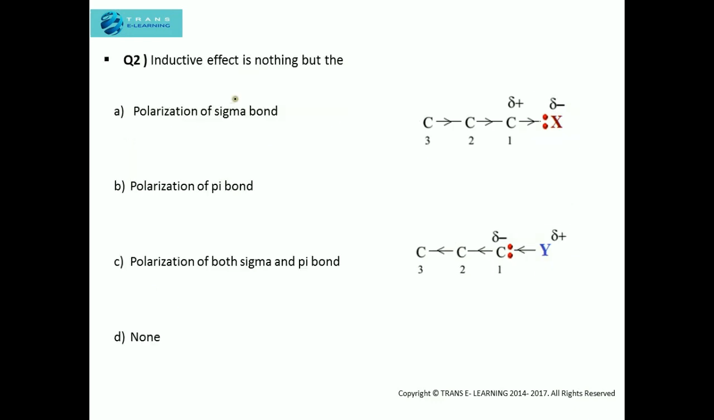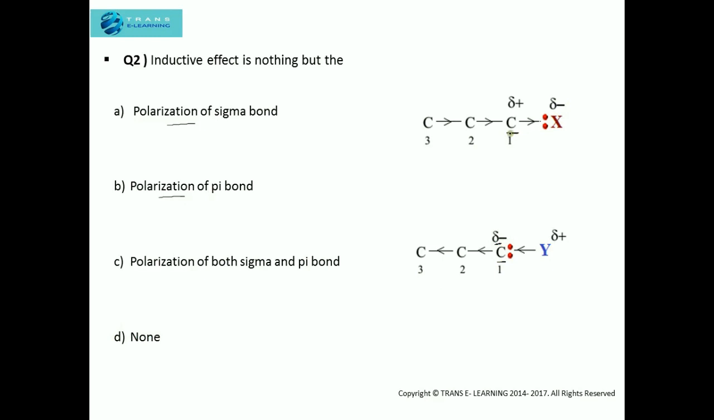Next question. Inductive effect is nothing but the polarization of sigma bond, polarization of pi bond, polarization of both sigma and pi bond, and none. So what is polarization? Polarization is the process due to which separation of charges takes place between one end and the other end. In this case, it is due to the difference in the electronegativity between the incoming atom and the carbon chain. So the type of charge the carbon atom or the other atom develops depends upon the relative electronegativity.